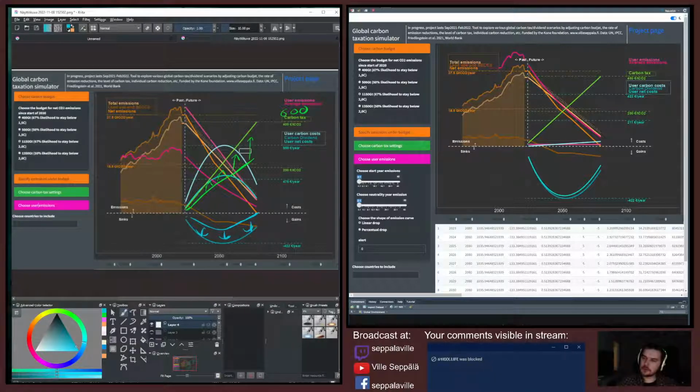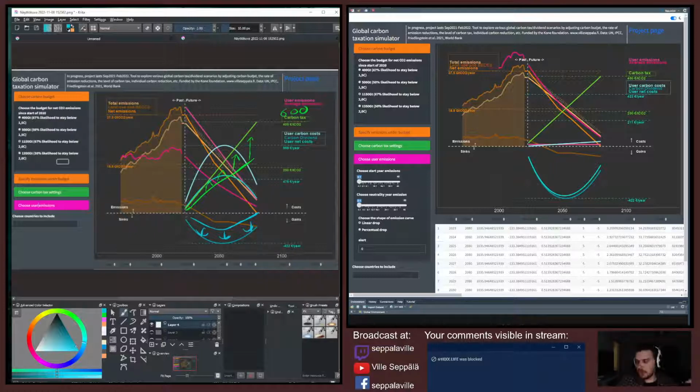And I could maybe use a little bit better language here. Like here I have "choose carbon tax settings," but I could have it like "choose carbon tax that is enough to stay within these targets" or something like that. And here, for user emissions, "choose an emission level that would be probable for you to achieve with this kind of carbon tax level."